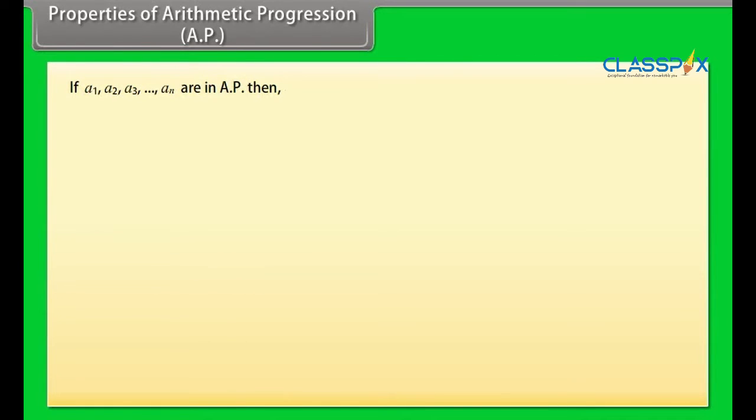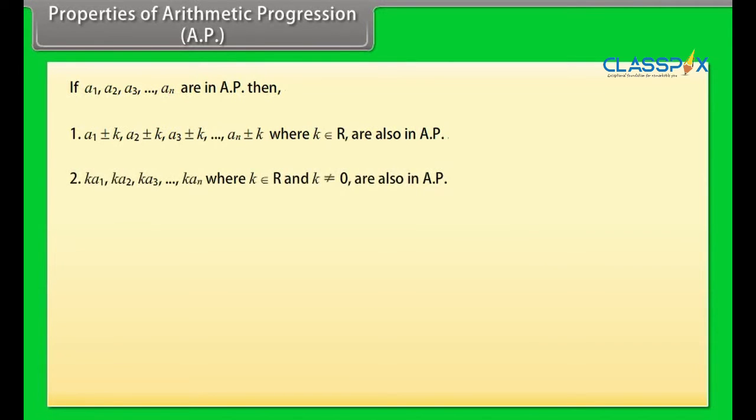Properties of arithmetic progression, AP. If a1, a2, a3, up to an are in arithmetic progression, then a1 ± k, a2 ± k, a3 ± k, up to an ± k, where k belongs to R, are also in AP. k·a1, k·a2, k·a3, up to k·an, where k belongs to R and k ≠ 0, are also in AP. a1/k, a2/k, a3/k, up to an/k, where k belongs to R and k ≠ 0, are also in AP.